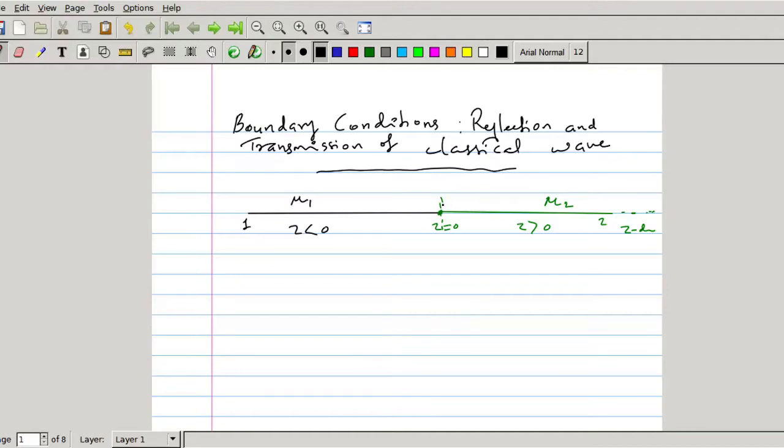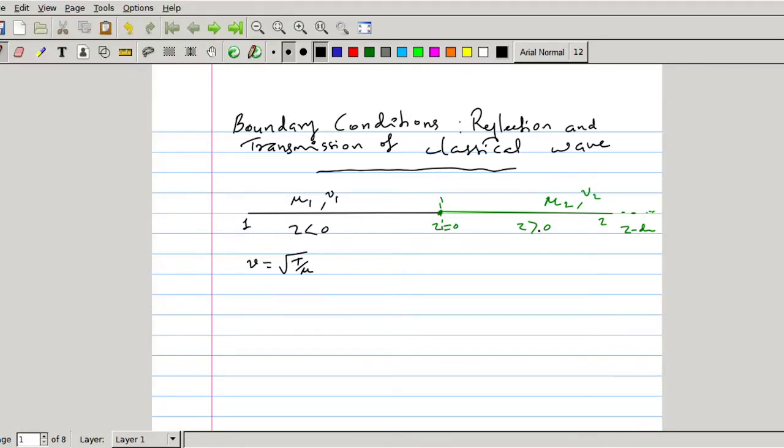On the left hand side of the knot, we have a string of linear density mu1, so its velocity in that medium will be v1. In the second medium, the velocity will be v2. We know the expression for velocity: v equal to root of T by mu. T is the same for both strings, but mu is different.